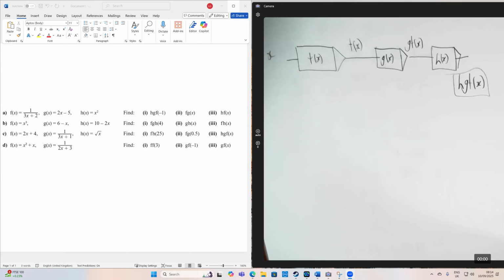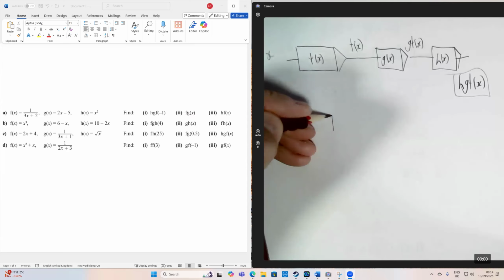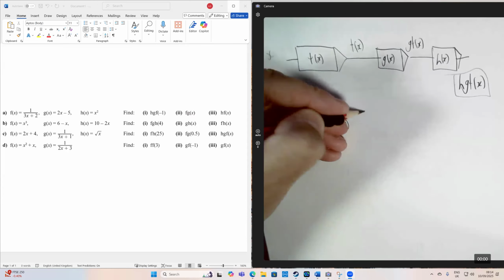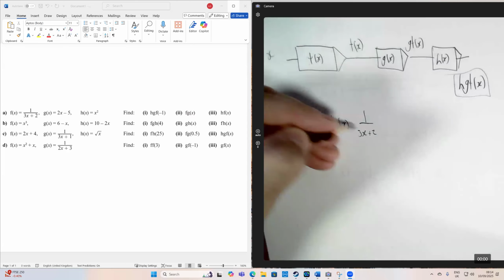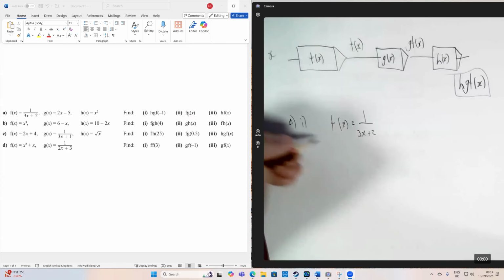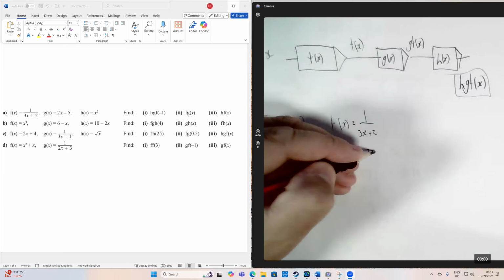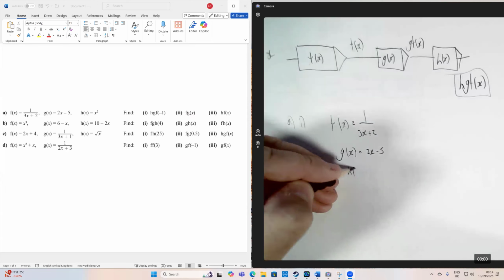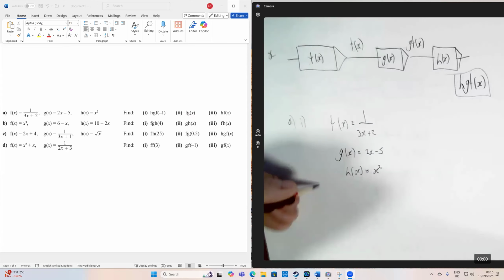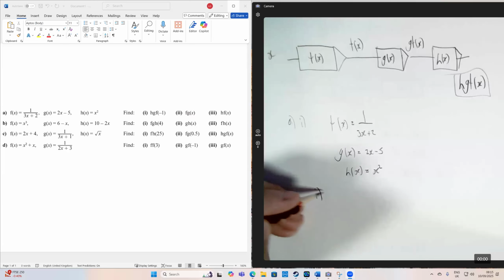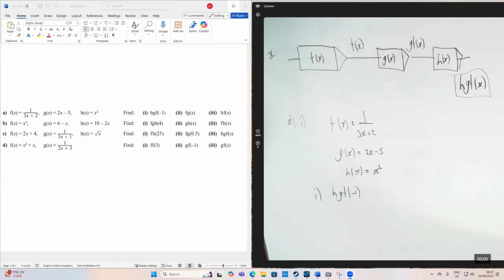So let's just do part A, part 1. You can see we've got our function f of x, which is 1 over 3x add 2. We've also got our g of x, which is 2x minus 5. And we have our h of x, which is x squared. First of all, part 1 wants us to work out h of g of f of minus 1.